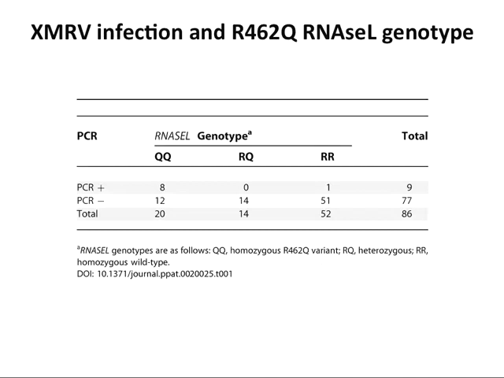So this is how the RNase L genotype tracked with XMRV. So this is showing you the PCR positive and negative for XMRV according to RNase L genotype. The homozygous mutant, the heterozygous, and the homozygous wild type. So you can see 8 of 12, 8 of 20 positives out of the homozygous mutant, the heterozygous, and the wild type. So according to this, it looks like the virus preferentially infects people with this RNase L mutation. Turns out that that doesn't hold up subsequently, but that was one of the interesting observations from this paper.